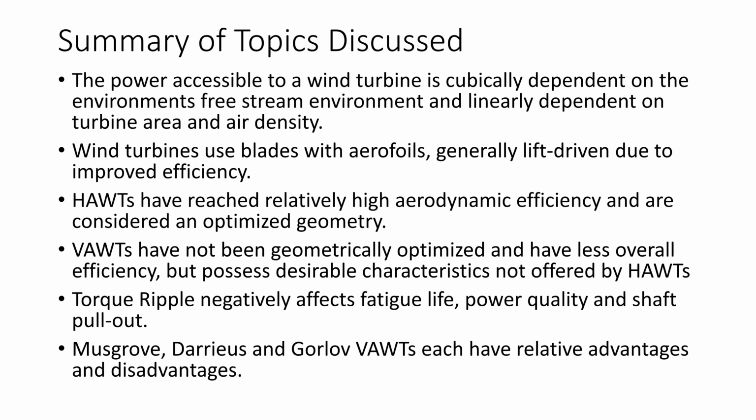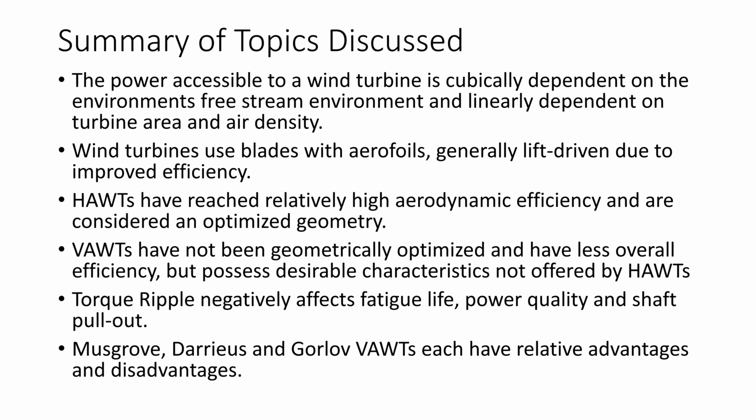So in summary, the power accessible to a wind turbine is cubically dependent on the free stream velocity and linearly dependent on the area that it covers. And wind turbines use airfoil blades, which are generally lift driven due to efficiency gains. Horizontal axis wind turbines have relatively high aerodynamic efficiency and are considered optimized.